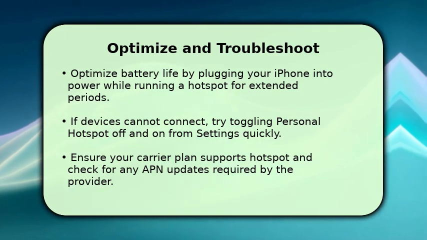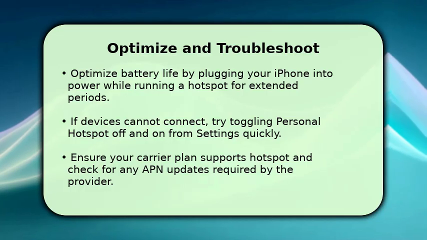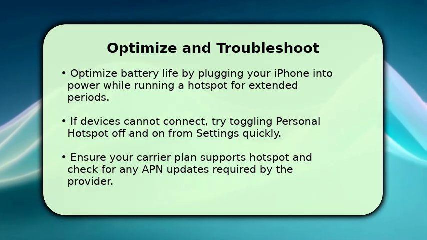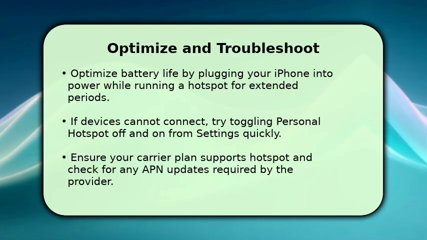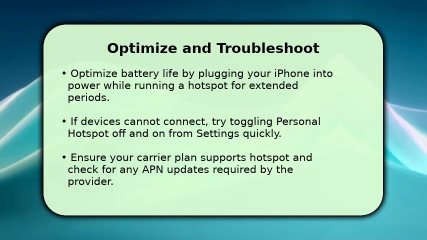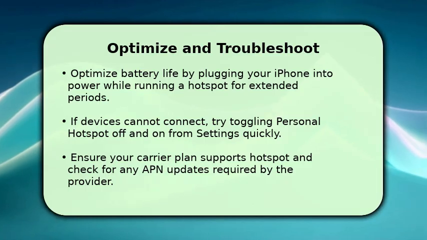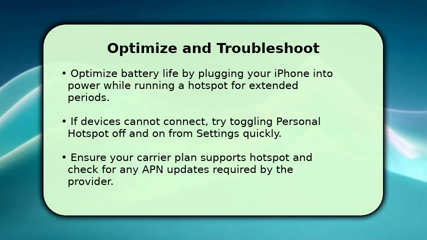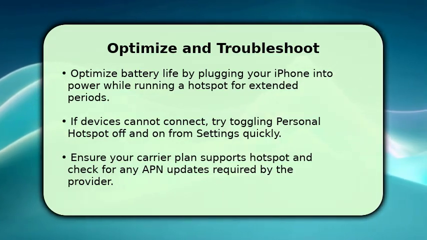If devices cannot connect, try toggling Personal Hotspot off and on from Settings quickly. Restart your iPhone or reset network settings if connection issues persist after simple toggles. Ensure your carrier plan supports hotspot and check for any APN updates required by the provider.